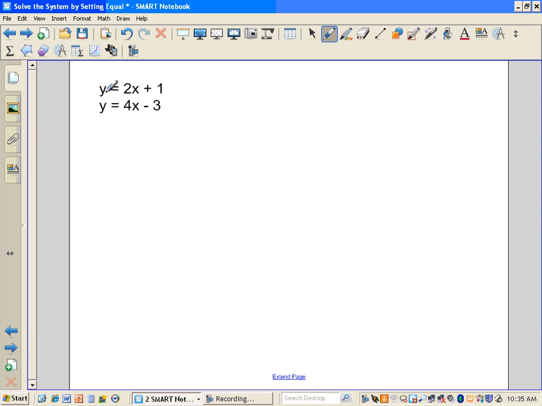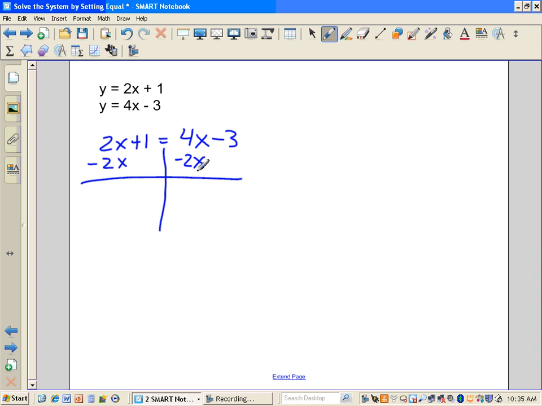So this is equal to y, this part's equal to y, so I can set them equal to each other. So I can say 2x plus 1 is equal to 4x subtract 3. Get the x's together. So I'm going to subtract 2x this way. The reason I'm bringing the 2x to the right is because if I brought the 4x to the left, I'd have a negative, and I just don't want to deal with the negative. So I can see that and strategize about that.